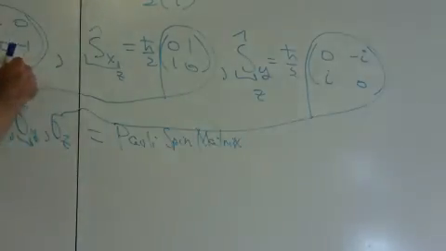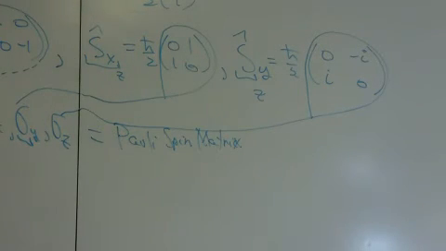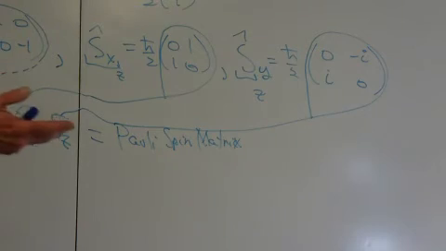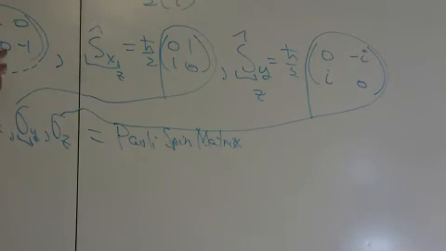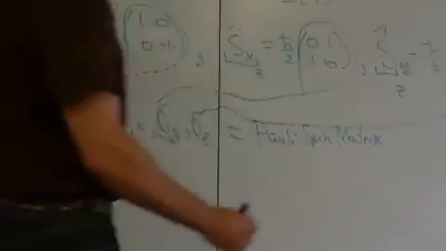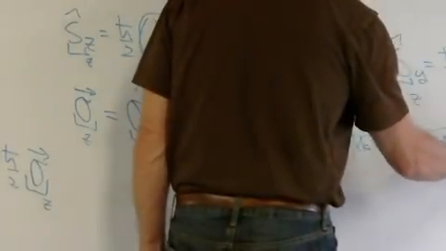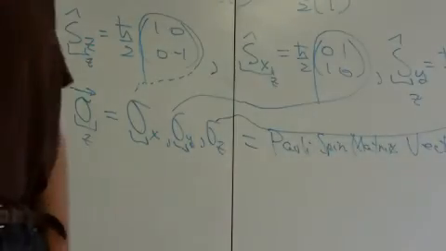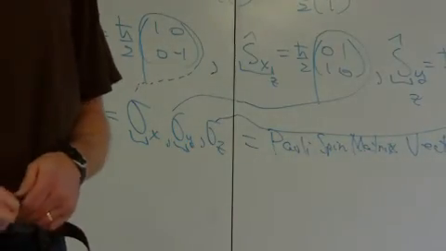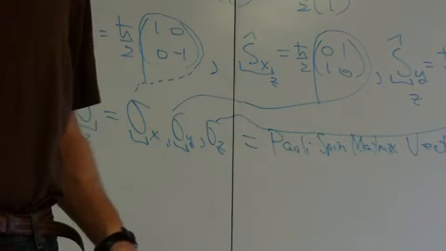These are called the Pauli spin matrices. When you put those matrix components together, there's an x component, a y, and a z component. I'm calling all of that together the Pauli spin matrix vector, all three of them together. That's it.